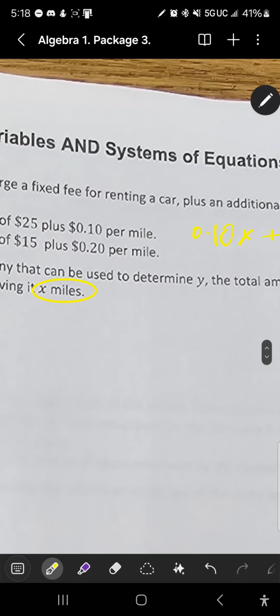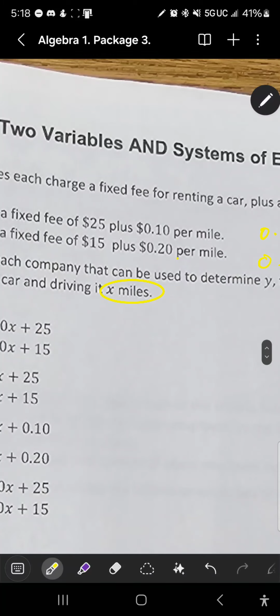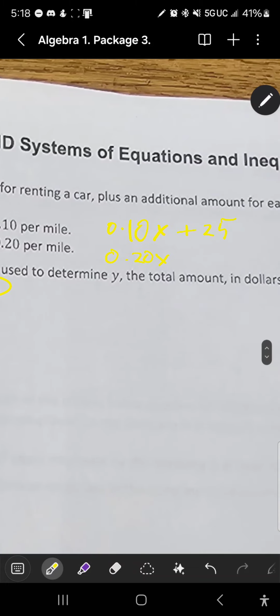Now, in this case, it's almost the same. It is saying 0.20 per mile, so we know that 0.20 is the one that depends on the mile, because it's saying per mile. So 0.20 goes with the x, and for the same reason, if we drive 0 miles, they're still going to charge you $15, so plus 15. So right here, this is our answer.